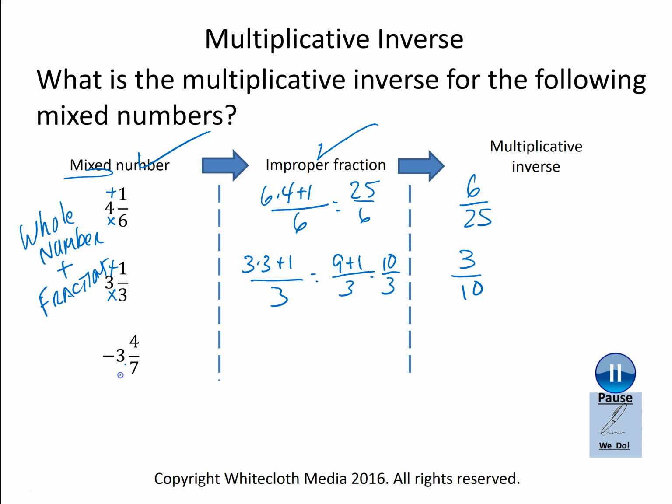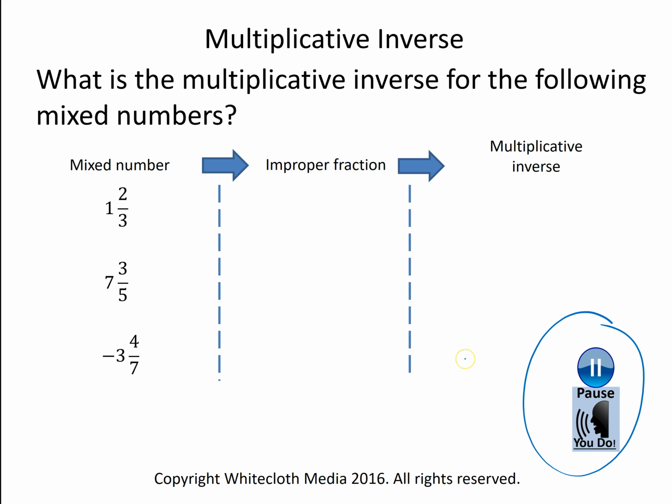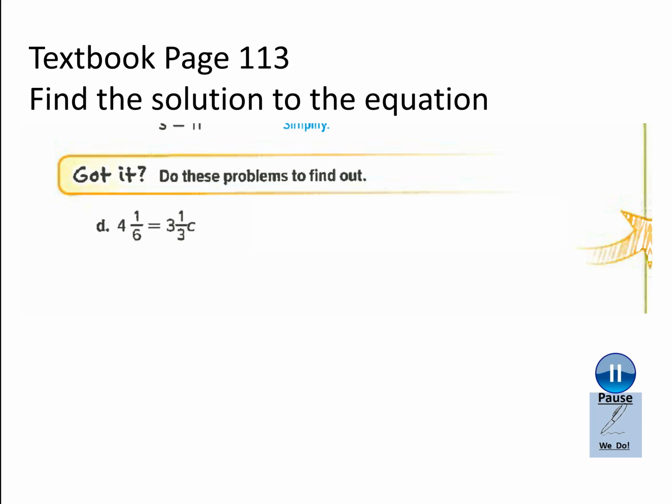Here we have multiply and add, but you have to keep the negative sign. Keep the same denominator. 7 times 3 plus 4 gives me a negative 25 divided by 7. My multiplicative inverse is negative 7 divided by 25. So go ahead and practice these 3. Let me know what you come up with, and I'm going to go ahead and do this problem.